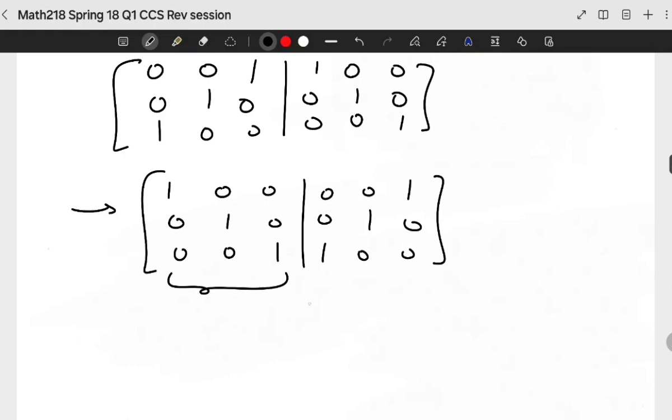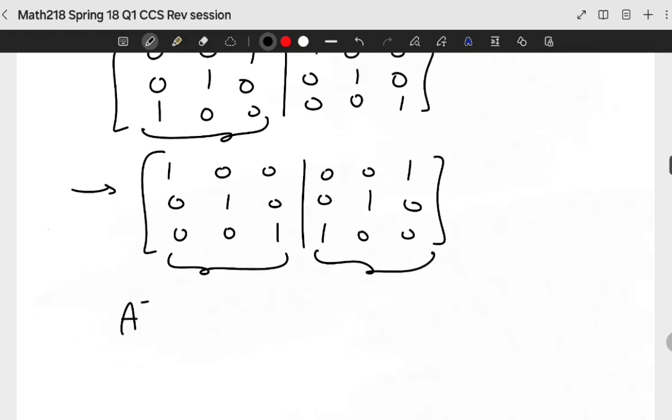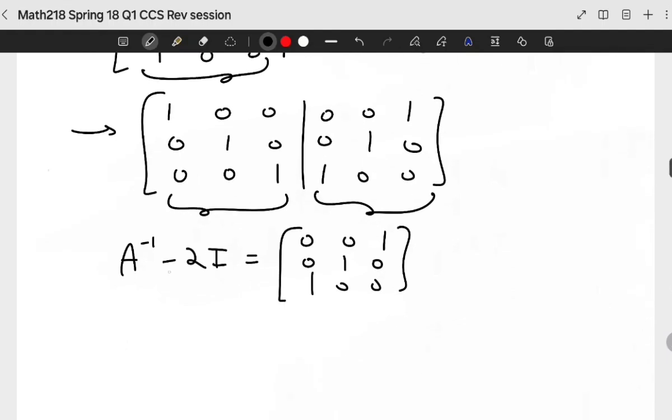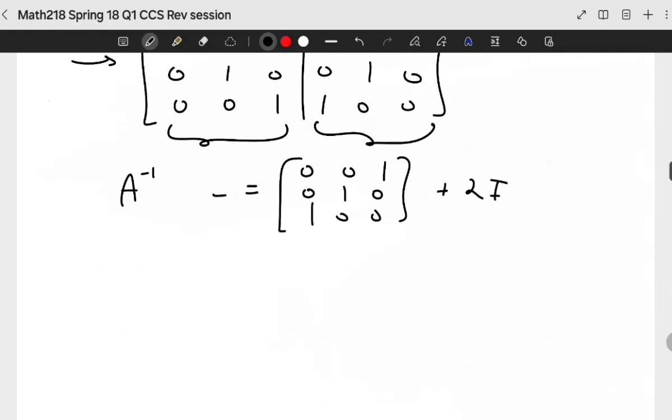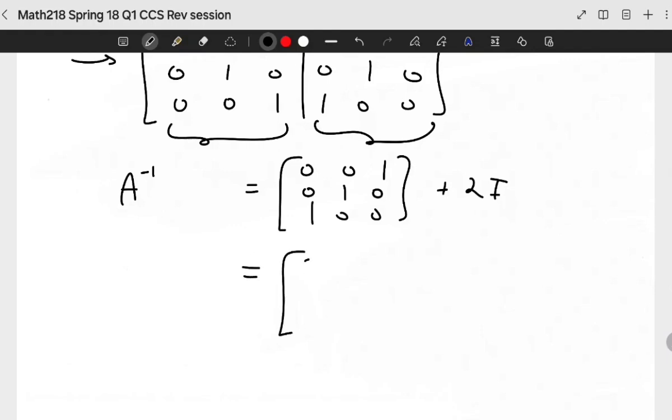So this is the identity matrix, and this is the inverse of the matrix I started with. So A inverse minus 2i is equal to this. Now if I add 2i to both sides, I would get this. A inverse is equal to this plus 2i, which is equal to 2, 0, 1, 0, 3, 0, and 1, 0, 2.